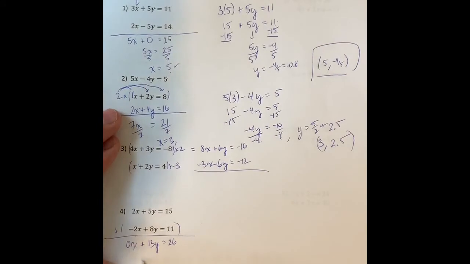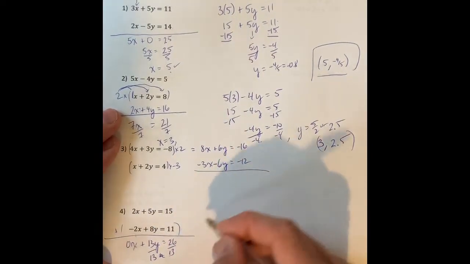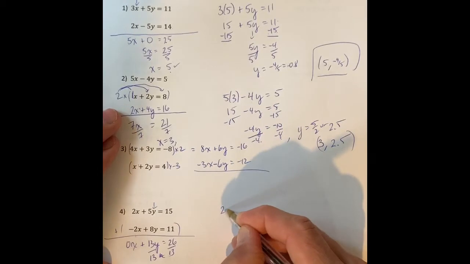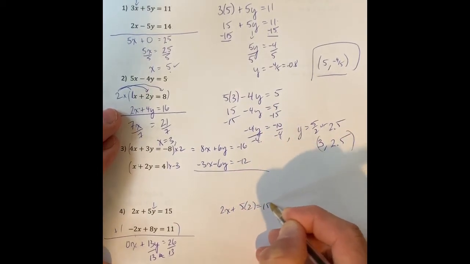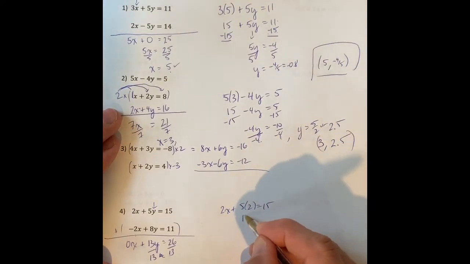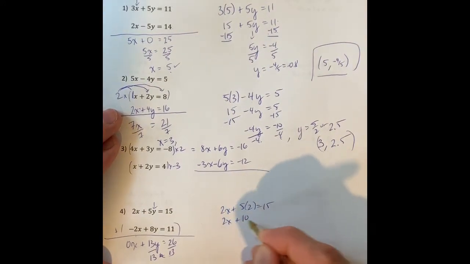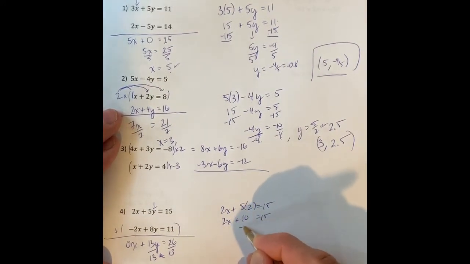Now we're going to solve for y. So divide both sides by 13, and y equals 2. So you have to be careful. We've now done it really easily, but now we're dealing with y. Let's put y back in. So we're going to put it right over there. So we have 2x plus 5 times 2 equals 15. 5 times 2 is 10. So 2x plus 10 equals 15.